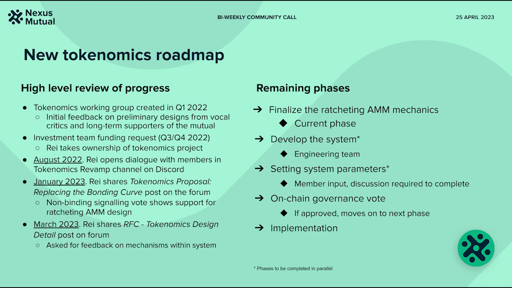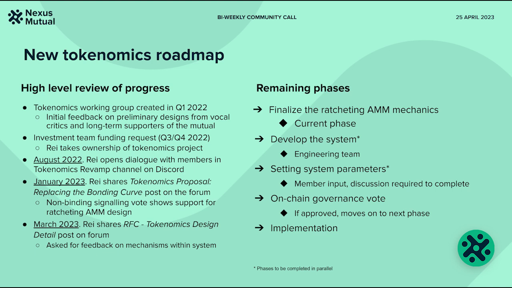once those mechanics are finalized. From there, it's going to be setting the system parameters once development starts, which can be done in tandem, essentially, with developing the system. That's where member feedback is going to be really important. This is where people can discuss how much liquidity should be in the ratcheting AMM, what the ratcheting mechanism is going to look like, how long we want ratcheting to take place to move up to book value. So the speed of the ratchet, some of those things like Ray talked about before, and the mechanics.